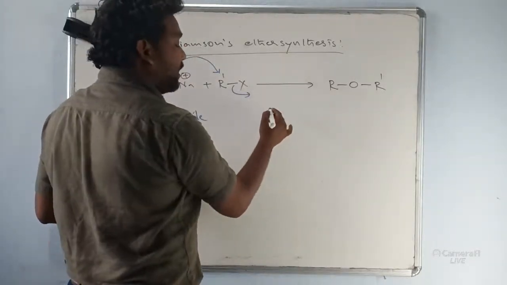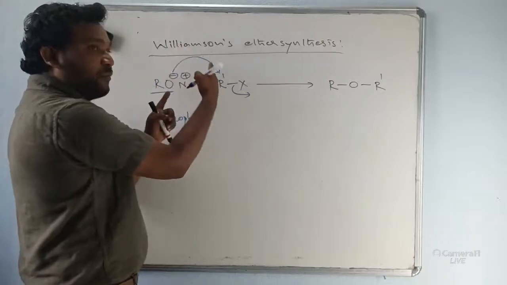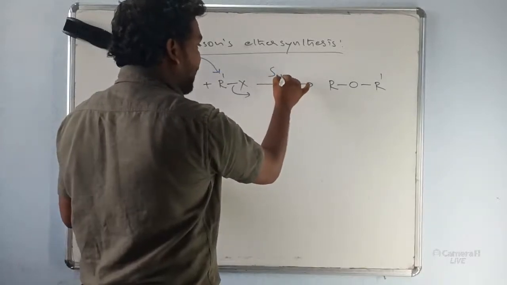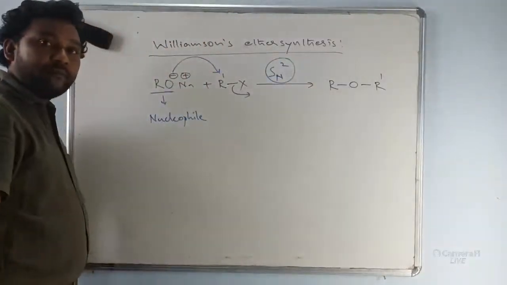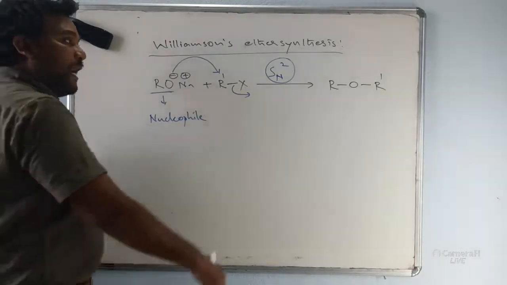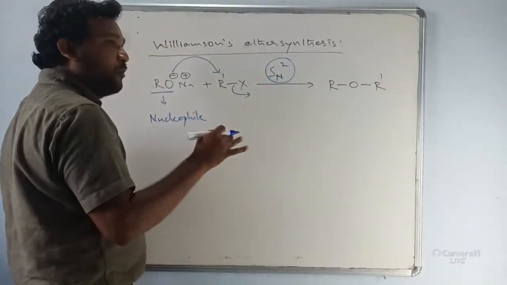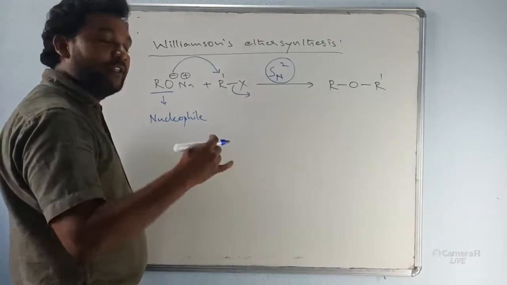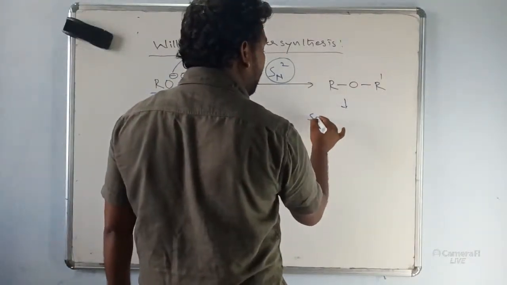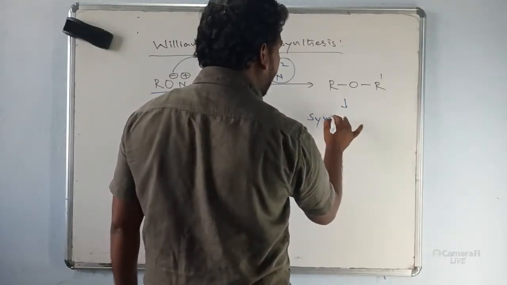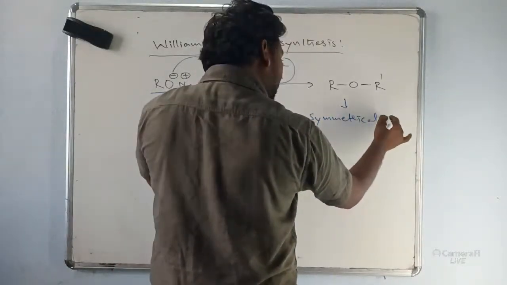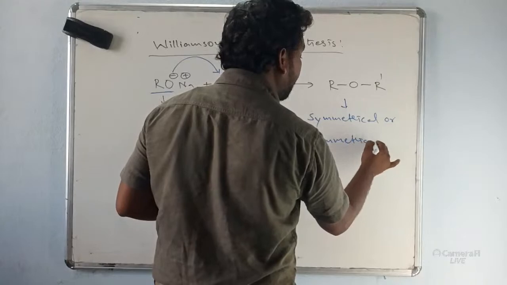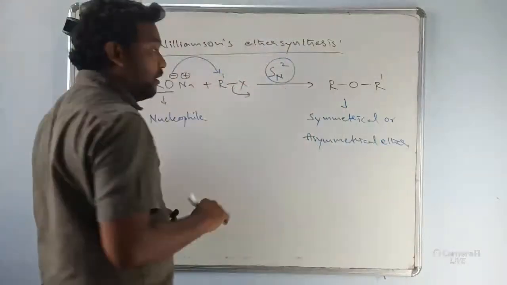In this nucleophilic substitution reaction, the nucleophile attacks from the opposite side of the leaving group, that is halogen. So which mechanism does it follow? Williamson synthesis follows the SN2 mechanism. And this method is very suitable to prepare symmetrical and asymmetrical ethers. Anything you can prepare. Very useful method.